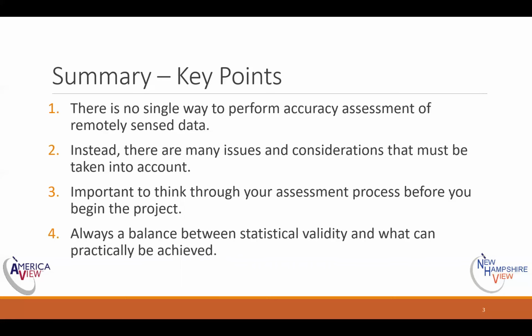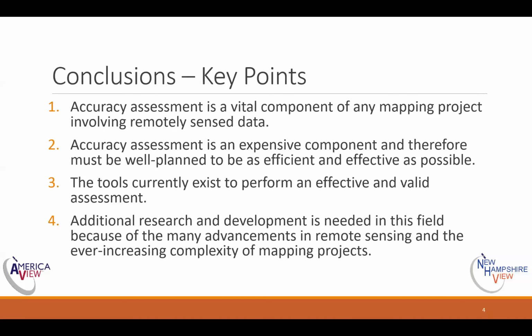Okay, and then lastly, as we've talked about, it's a balancing act, right? You're balancing statistical validity. It's no good to do it if it's not going to be valid. At the same time, if it's so statistically sophisticated that you can't even achieve it, then what good is that? Okay, so it's a balance between statistical validity and practical achievability. And that's a tough one. It's a tightrope. It's hard to walk that line. And that's why it's important to plan ahead to make sure you're thinking about what you're doing and doing the best that you possibly can. Okay, so here are my key points in conclusion.